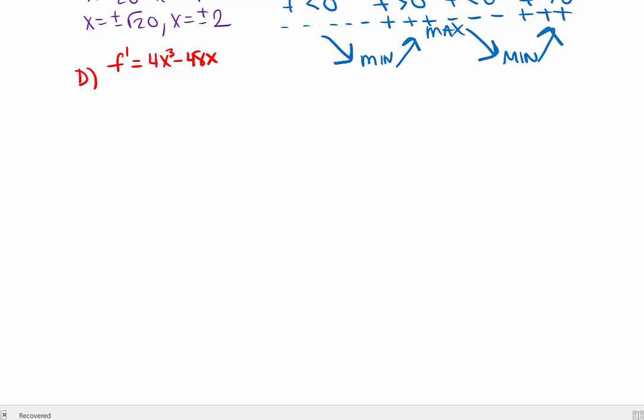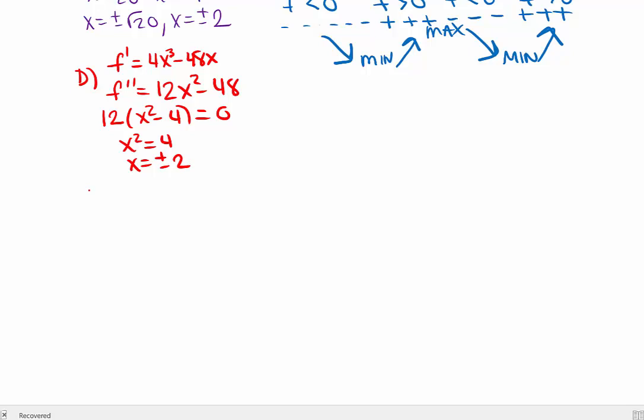Finally, let's analyze the second derivative. The derivative of my first derivative is 12x squared minus 48. I'm going to factor out the 12. That gives me x squared minus 4. Set it equal to 0. So x squared equals 4, x equals plus or minus 2. Those are possible inflection points.